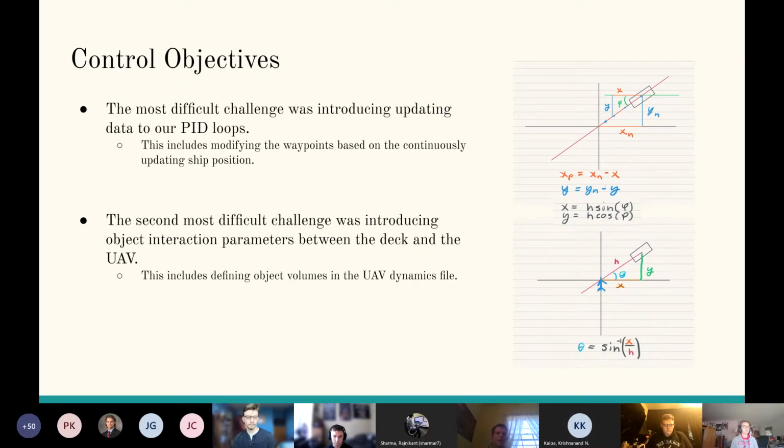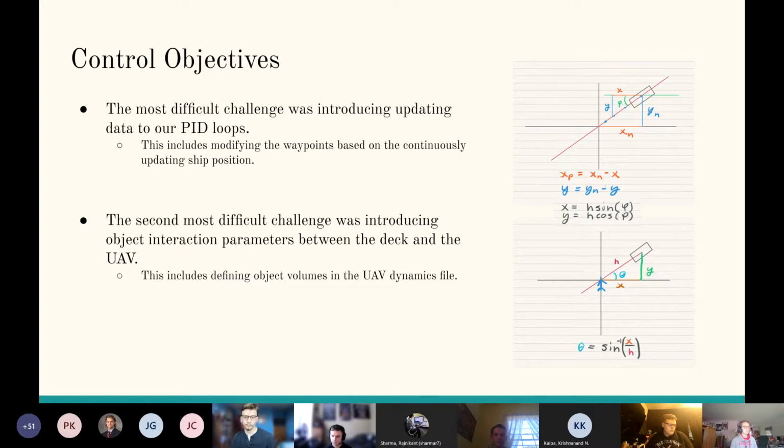When we were coding, we tried to identify what would be the hardest things to fix in the code to make it run correctly, and then focus our time on that. Right at the beginning of the project, we knew that the most difficult challenge was going to be introducing updating data to the PID loops, because in our assignment 8, all of our PID loops were set in stone when we ran the simulation. But this simulation actually has updating information in the heading control for the UAV.